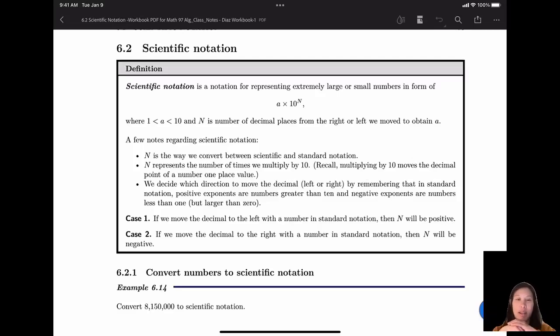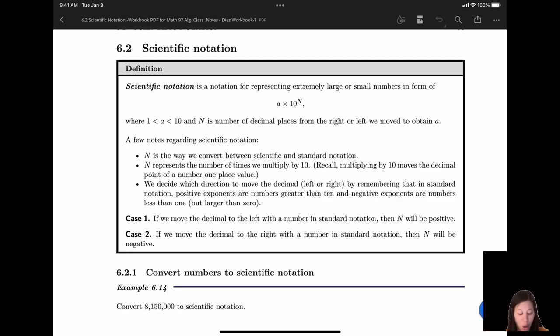Okay, so let's talk about scientific notation. So what is scientific notation? Scientific notation is a notation for representing extremely large or small numbers in the form of a times 10 to the nth power, where a has to be between 1 and 10, and n is the number of decimal places from the right to the left. We move up to a.